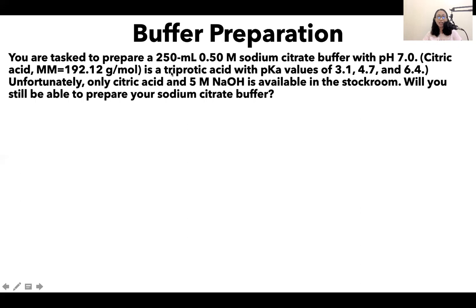Citric acid is a triprotic acid with pKa values of 3.1, 4.7, and 6.4. Unfortunately, only citric acid and 5 molar sodium hydroxide is available in the stockroom. Will you still be able to prepare your sodium citrate buffer using these two reagents? And the answer is yes. But before we proceed to that, let us discuss first about our citrate buffer.